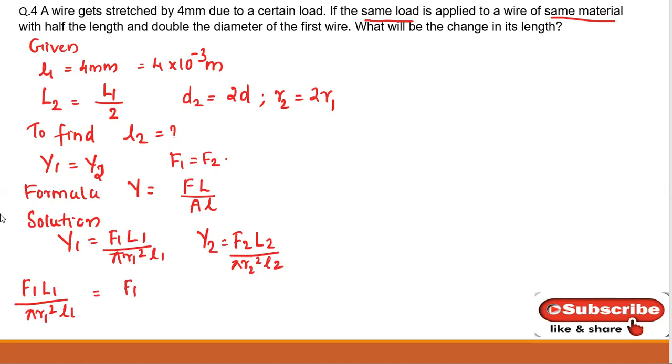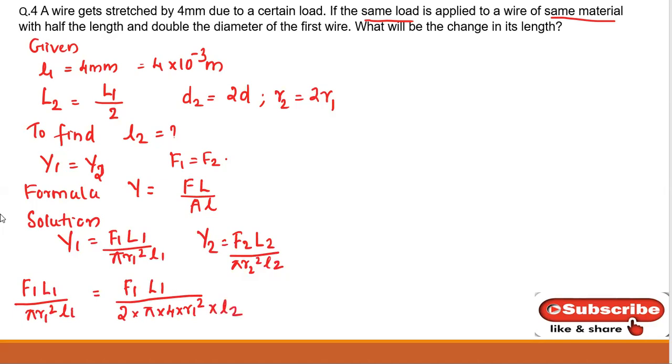And L2 is half of L1, that is L1 upon 2. That 2 I am writing here into pi R2 square. R2 is 2R1, so 2R1 the whole square will come. 2 square is 4, R1 square will come into L2.